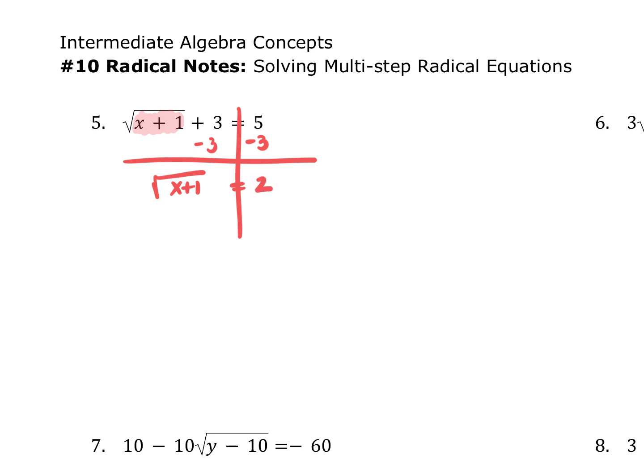Because that radical above it, square root, I'm going to square it to get rid of that. And whatever I do to one side, I have to do to the other. So I squared this side. So now I'm left with x plus 1 equals 4. To get rid of that 1 and get x by itself, I'm going to subtract 1, and I get x equals 3.